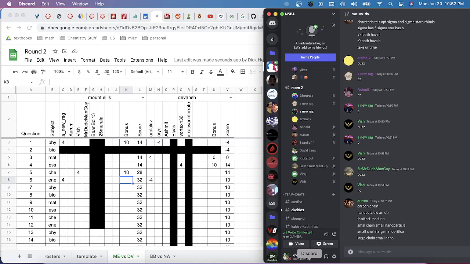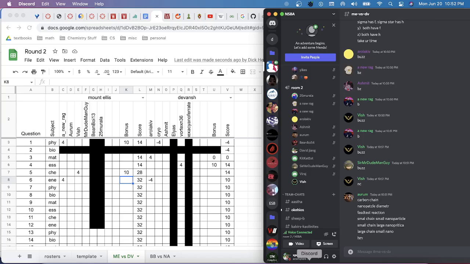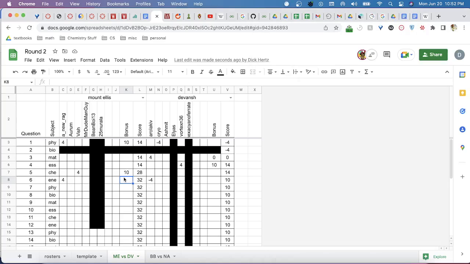Probably small nanoparticle. Maybe large chain, small nanoparticle, or it's both small. What do you think? Large chain, small. I'm not sure between large and small, but I think small particle is right. Okay, let's go for it. Final answer: large chain, small nanoparticle. Sorry, that is incorrect. Correct answer is Z, large chain, large nanoparticle.